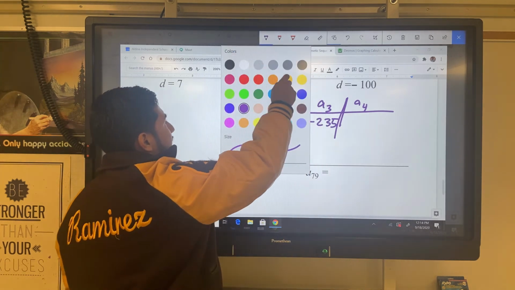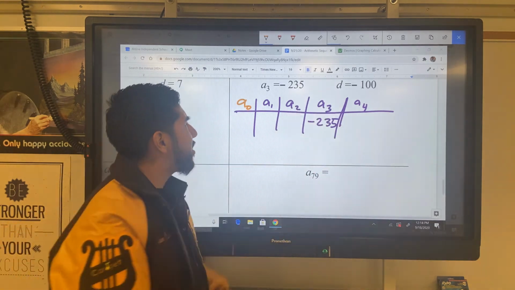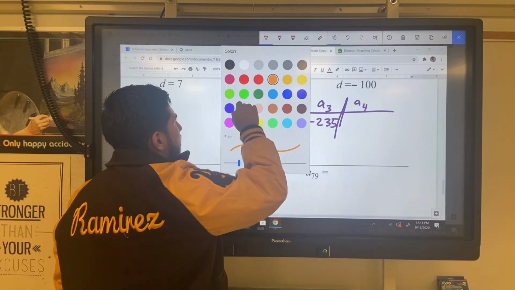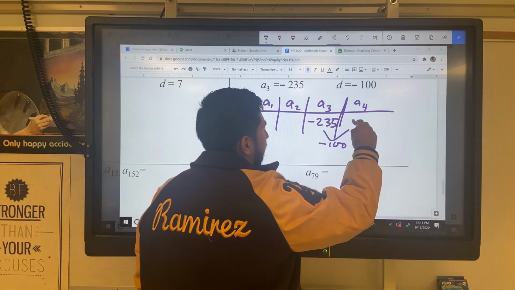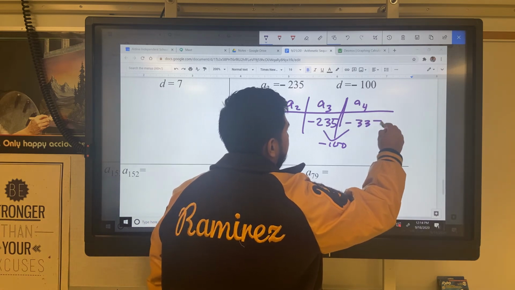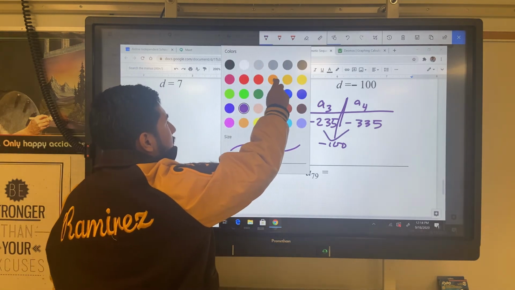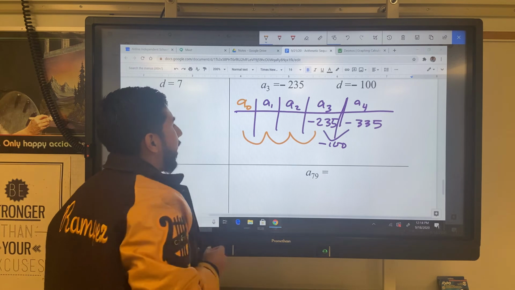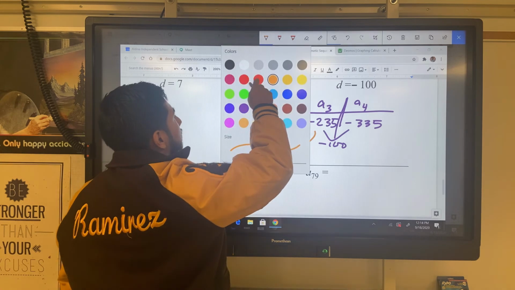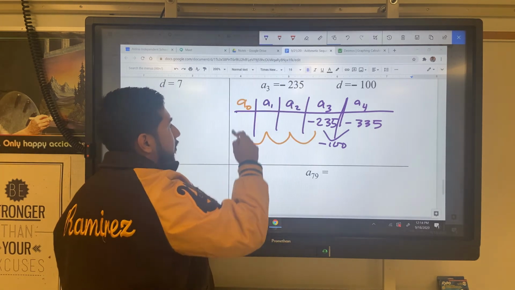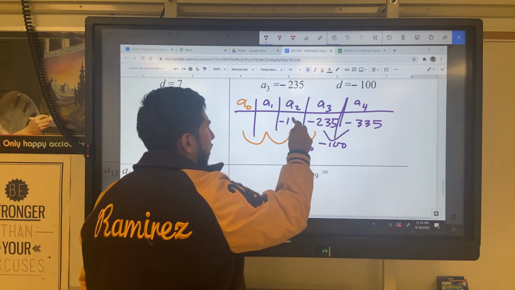But Mr. Ramirez, A0 is all the way over here. Who cares? You can still go that way. You know the D pattern. The D pattern is telling you, hey, I want you to do minus 100. So if I did A4, it's going to be minus 335. Alright? So to go backwards, we've got to get to A0. How many times am I going to be doing the 100? 3 times. So I know to get the A2, it's going to be plus 100. That gives me negative 135.